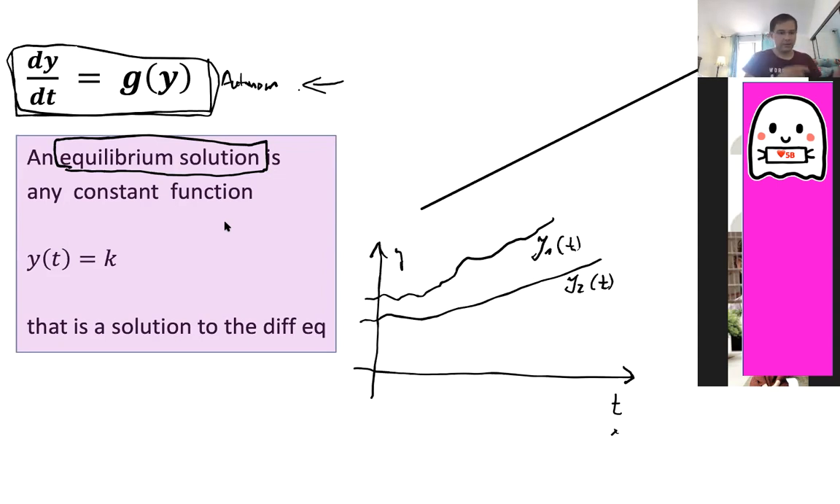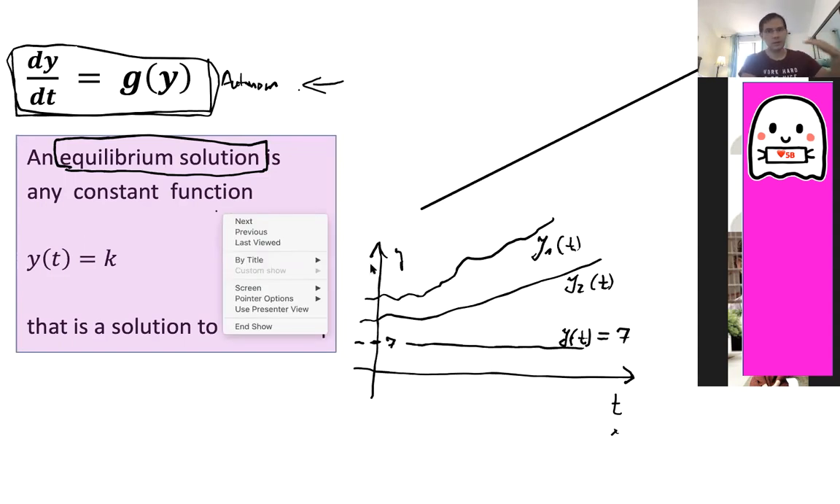But now let's take a function that looks like this. Let's say this is maybe 7, and consider the constant function 7. It looks like this, a straight line. This is the function y of t, the constant function that is equal to 7 all the time. Let's say that this is a solution to this differential equation. Then this solution would be classified as an equilibrium solution because it's a constant function. So an equilibrium solution to a differential equation is just a constant solution.